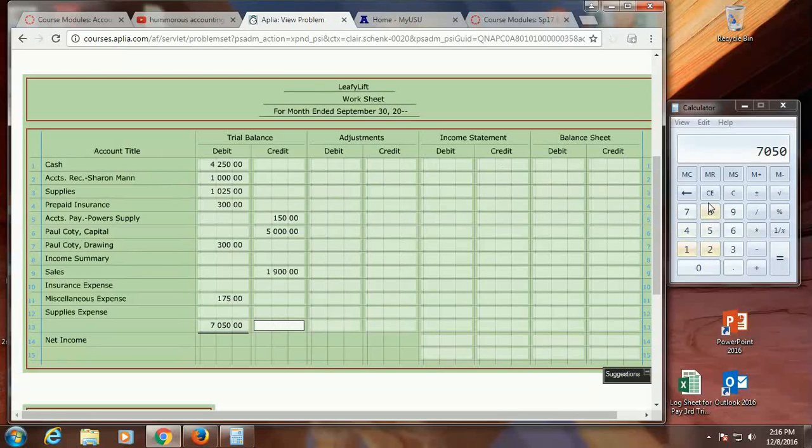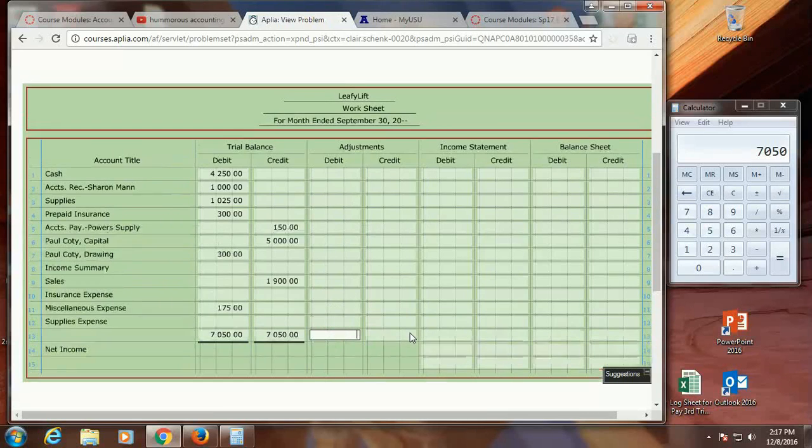So it is 150 plus 5,000 plus 1,900. I get 7,050. That's a good sign because they're the same number and they balance. And so now I'm at the adjustment column. Okay.